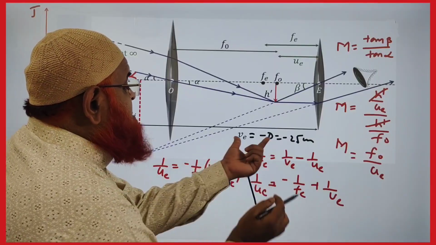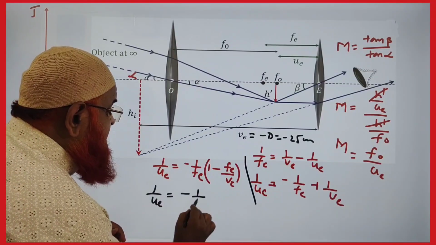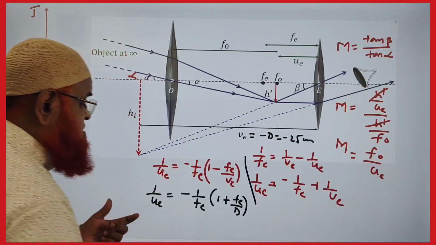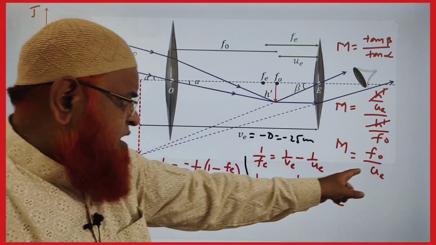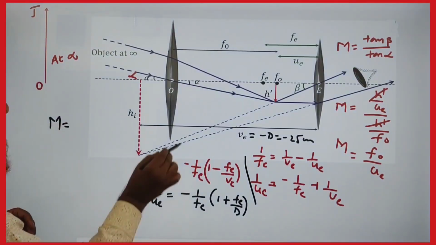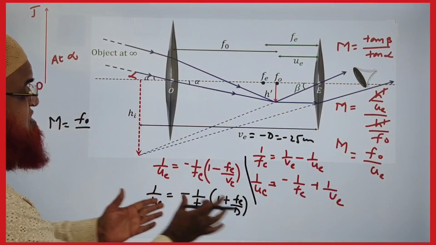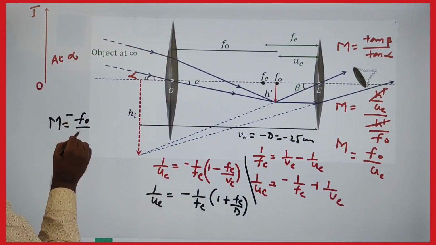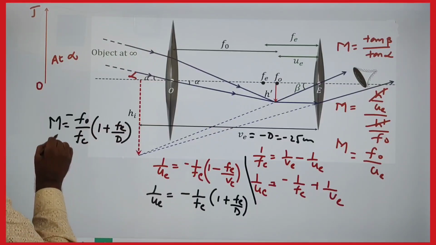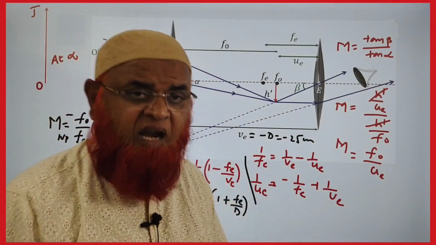But you know VE is equal to minus D. You can replace this. 1 by UE is equal to minus 1 by FE, 1 plus FE by D here. So this is going to be 1 by UE. Already 1 by UE is present in the formula. That is, magnification is equal to F naught divided by 1 by UE, which is nothing but minus F naught by FE, 1 plus FE by D. This is said to be the near point magnification formula for the case of a telescope.